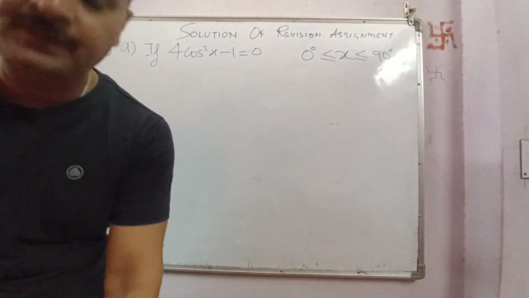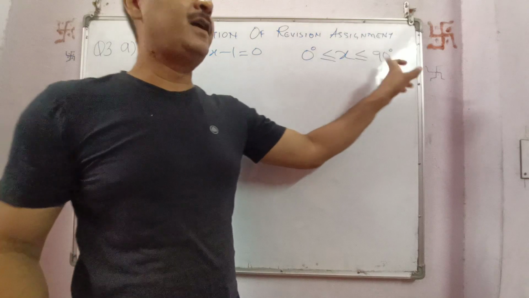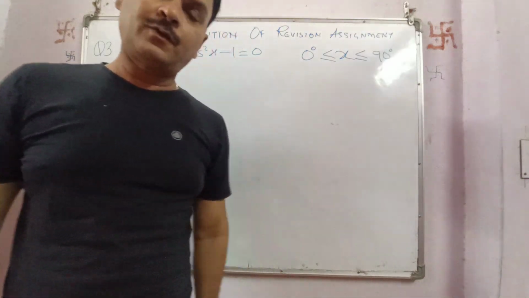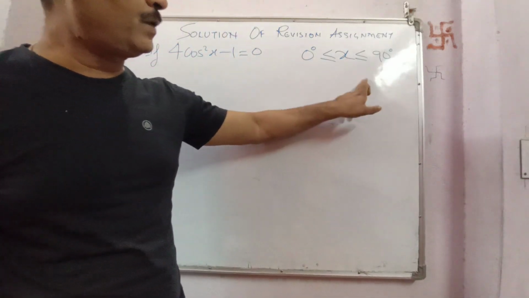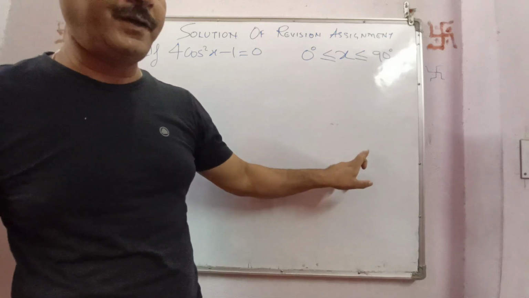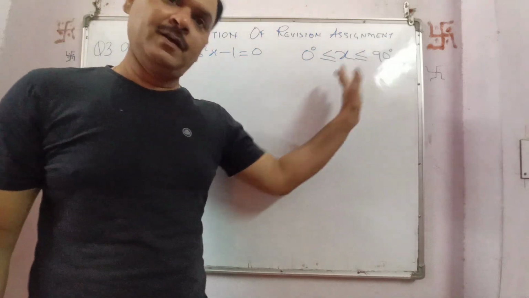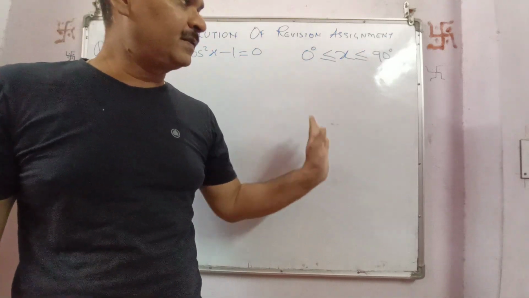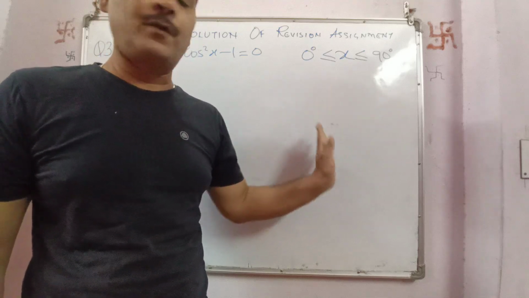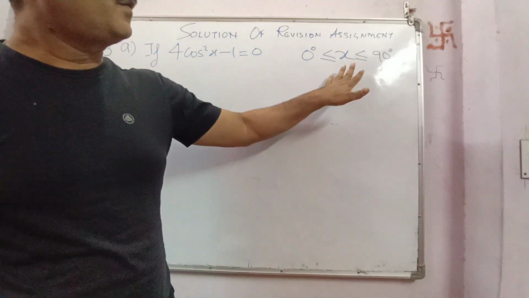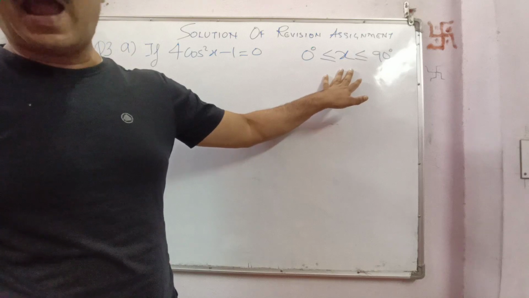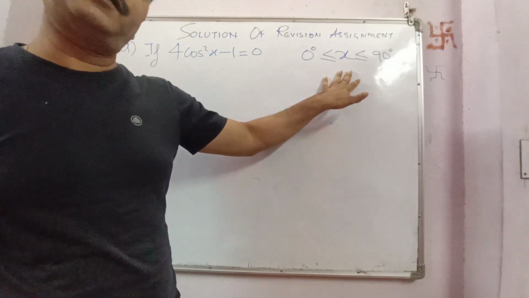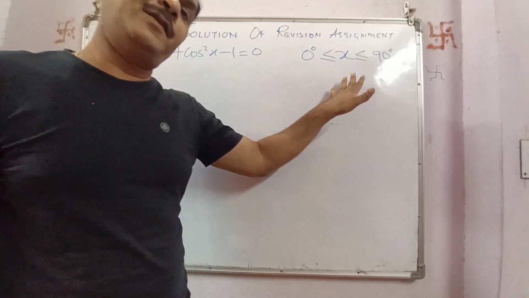Okay, question number 3, A part. If 4 cos square x minus 1 is equal to 0 and x lies between 0 to 90 degree. Now students, x lies between 0 to 90 degree means that x lies in the first quadrant. First quadrant, that is 0 to 90, then 90 to 180, 180 to 270 and 270 to 360. So all the 360 degree is divided into 4 quadrants.